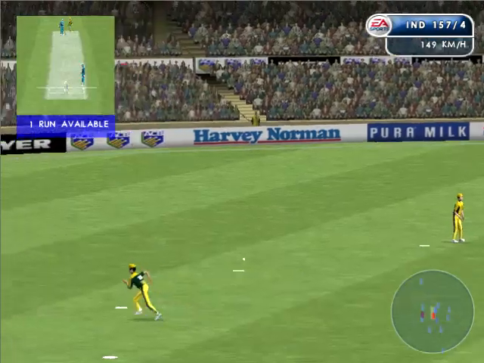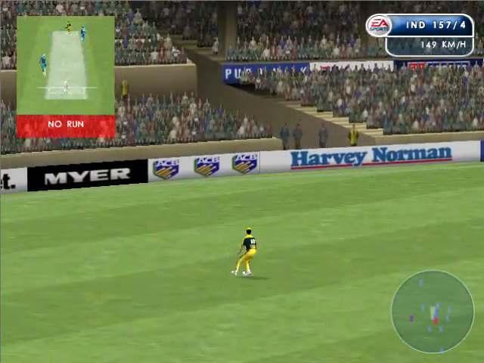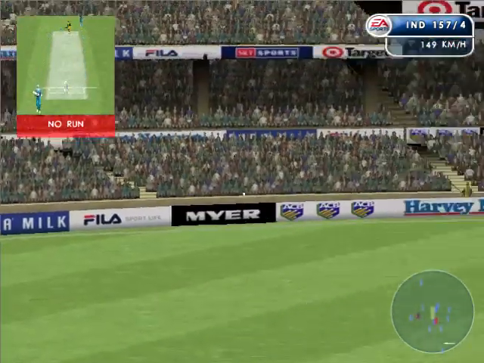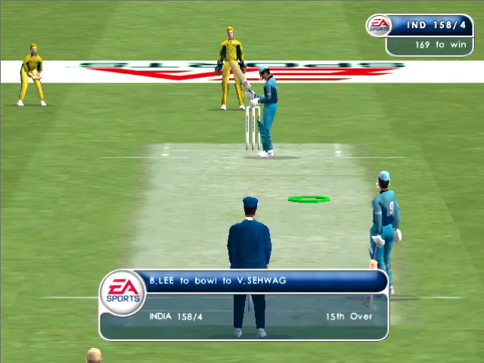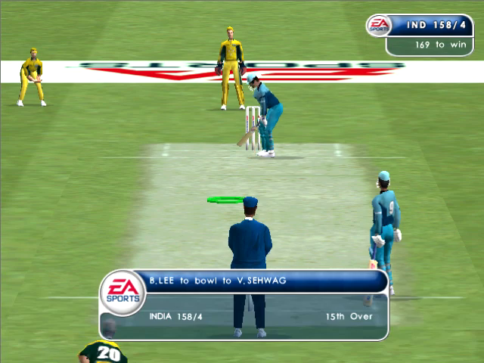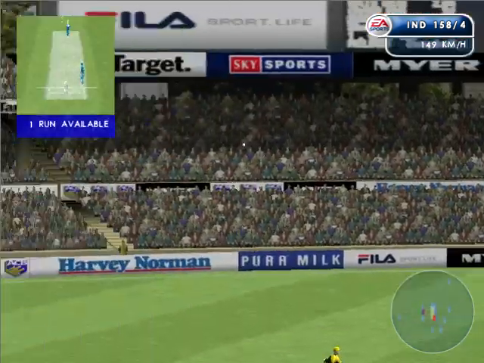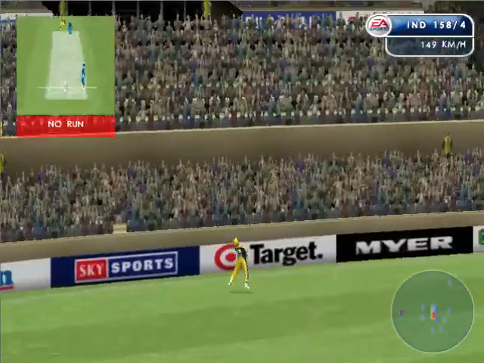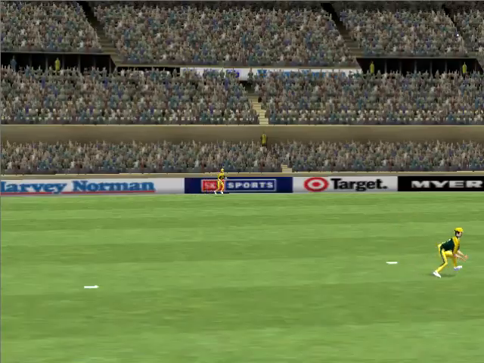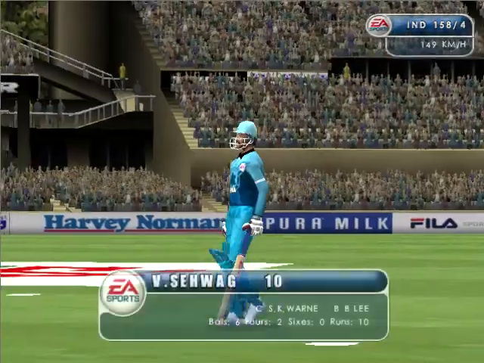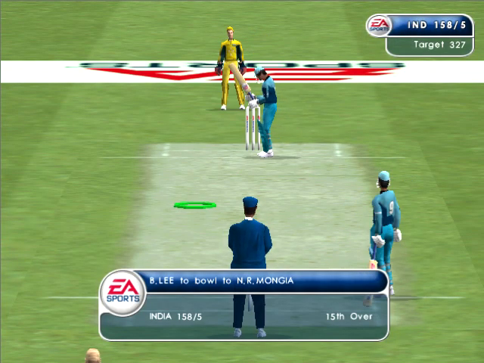There it goes. Sehwag waiting at the striker's end. Safely taken by Warne. That was a lazy shot. He didn't get over it at all. Mongia takes his place at the crease.